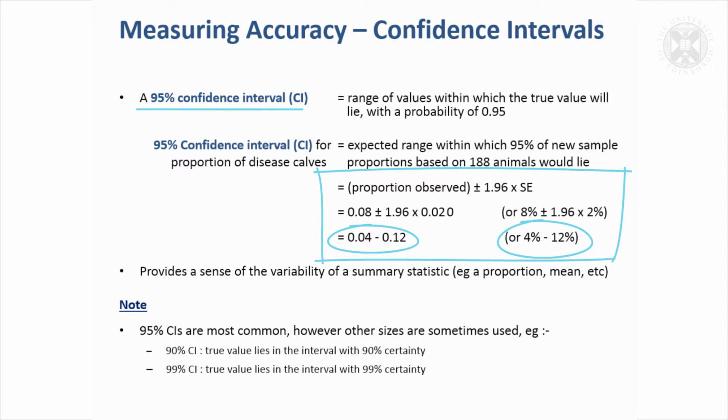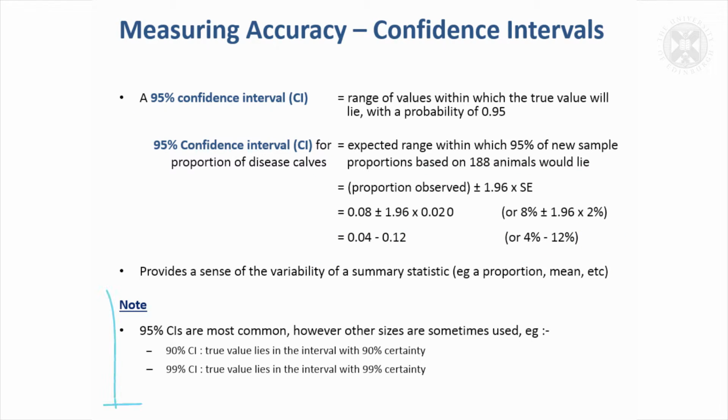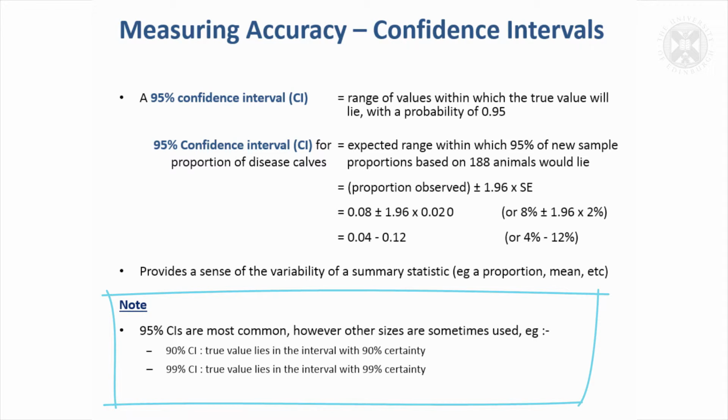So if we did another study, we'd be 95% sure that the number of diseased calves would be between 4 and 12%. So quite a large difference. I've added a note here which is relevant for all types of data. We're using 95% confidence intervals. Occasionally you'll see people using other types, but it's very uncommon.